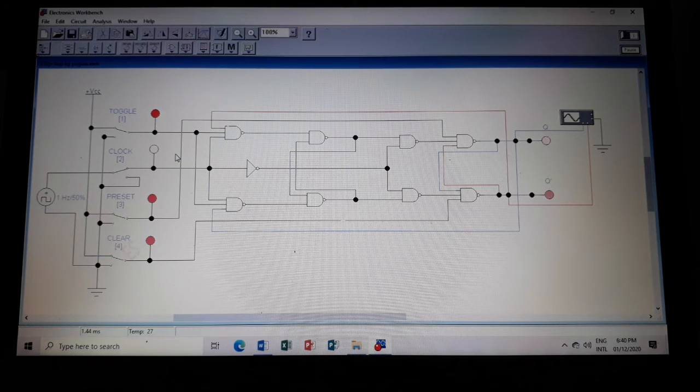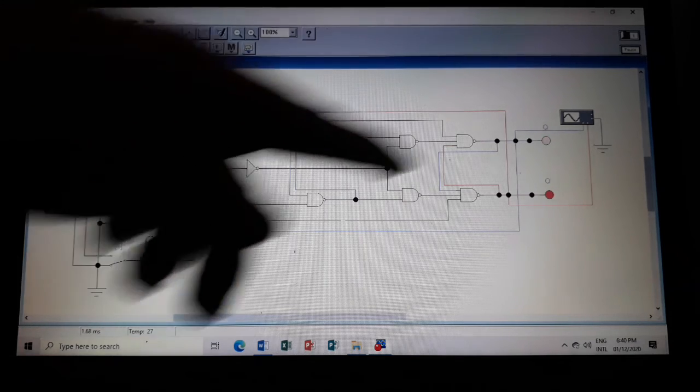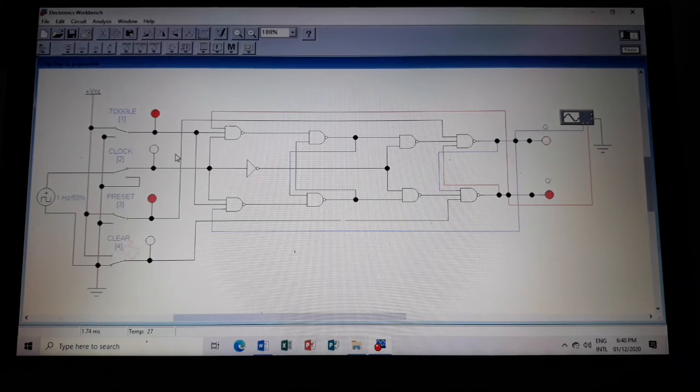This also goes the same if we set the preset to 1 and the clear to 0. The clear is activated, so Q is cleared to 0, also not depending on the conditions of the other inputs. Then the clock input here has no effect if clear is equal to 0.